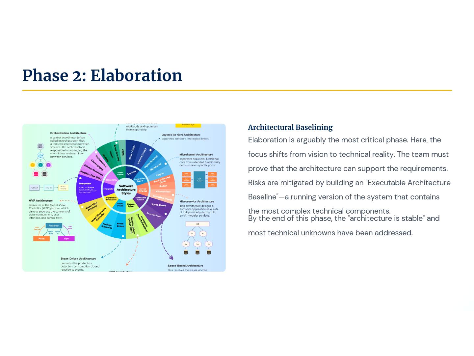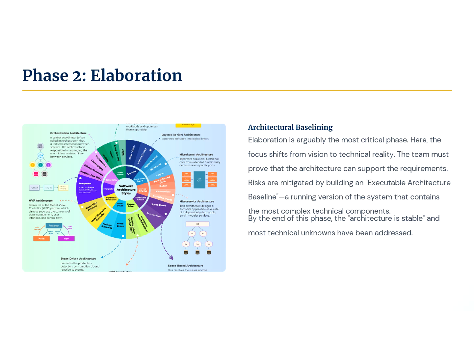So elaboration is arguably the most critical phase. Here the focus shifts from vision to technical reality, because now we have to think about actually constructing the system. This means that the teams must prove that the architecture can support the requirements. Risks are mitigated by building an executable architecture baseline, a running version of the system that contains the most complex technical components. So by the end of this phase, the architecture is stable and major technical unknowns have been addressed.